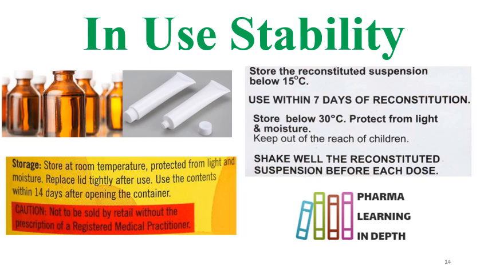Some examples I have included here, like: store at room temperature, protected from light and moisture, replace lid tightly after use, use the contents within 14 days after opening the container. Then store the reconstituted suspension below 15 degrees, use within 7 days of reconstitution. So this is the in-use stability period and in-use labeling instructions. See here: store below 30 and protect from light and moisture. This is 30 degrees Celsius for the intact container, while after reconstitution it is stored below 15 degrees Celsius. So these are some of the instructions.